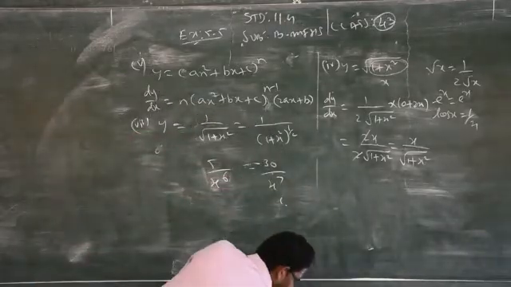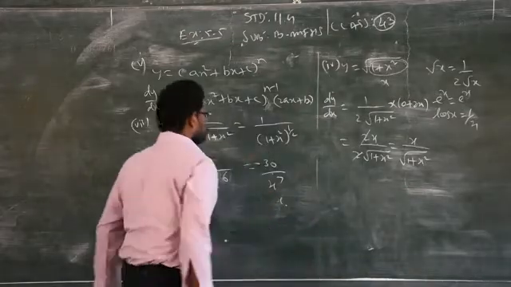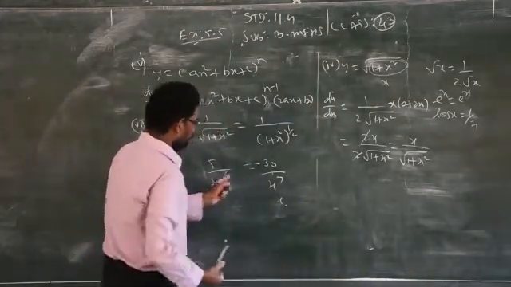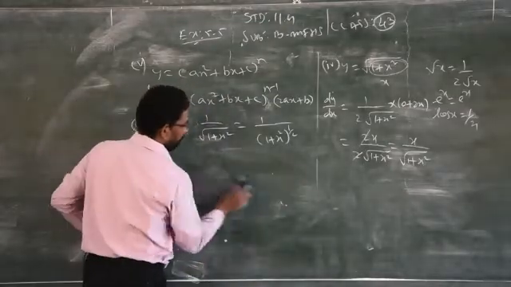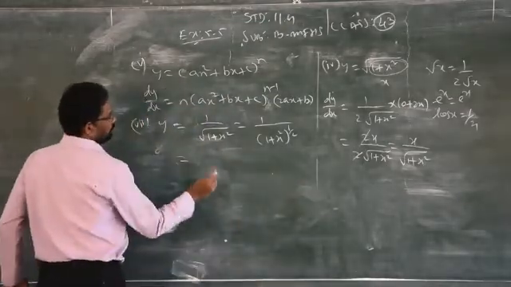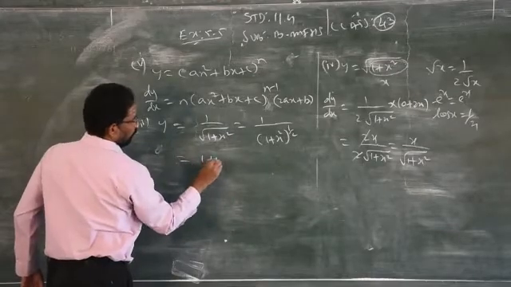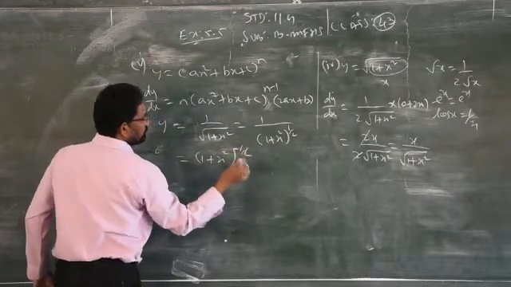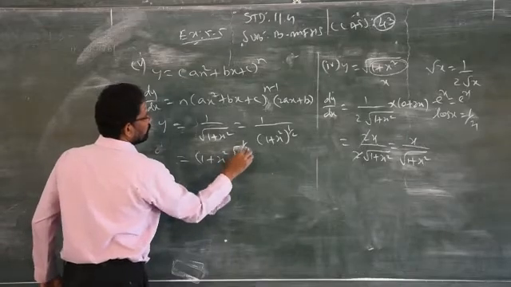Or, there are two methods. Either the straight method by applying this one, or we have another method: take the numerator, (1 plus x square) power minus 1 by 2. You follow any one method, that is your wish.